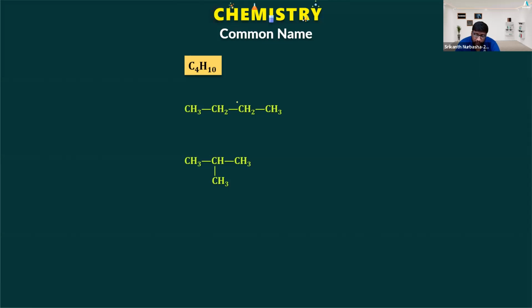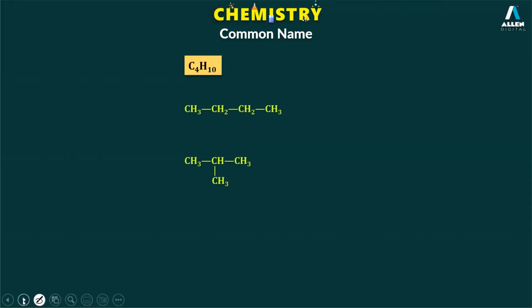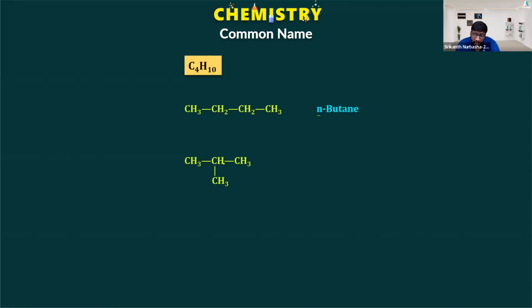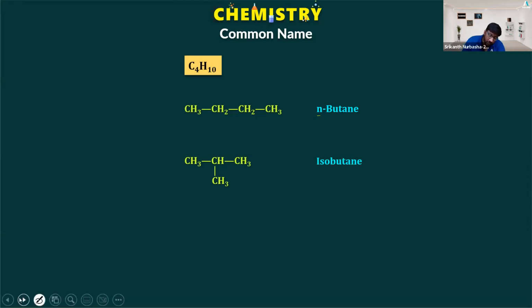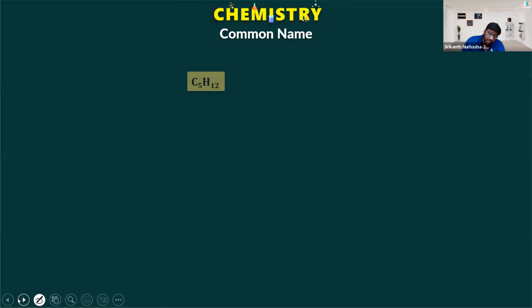What is the name of the first one? Butane. n-Butane we have to write, because all the carbons are in the long chain. Second one's name? Isobutane. Isobutane because we have the CH3, CH, CH3 group present. Right? Simple case. Then we have C5H12, pentane.